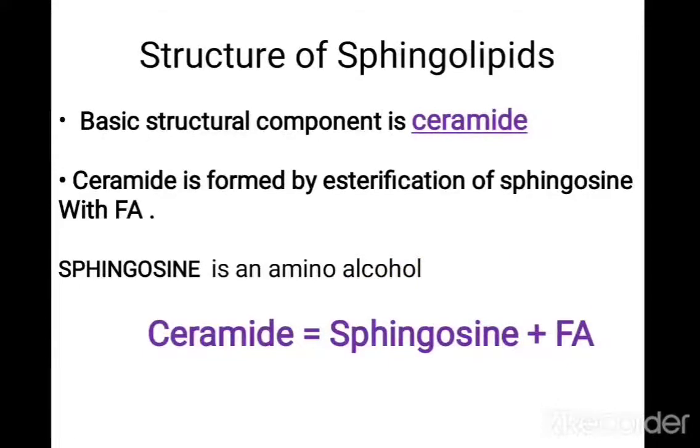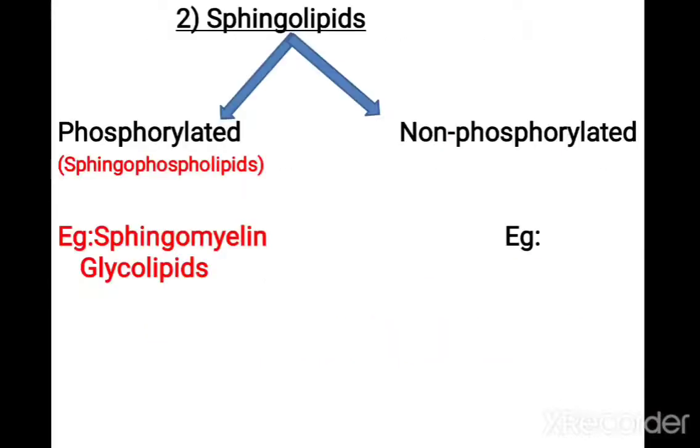And in glycerophospholipid, the basic structural unit is phosphatidic acid, but in sphingolipid, the basic structural unit is ceramide. So, what is the structure of a ceramide? Ceramide is formed by the esterification of sphingosine with fatty acid. So, ceramide composition is sphingosine with fatty acid. This is the basic structural unit of sphingolipids.